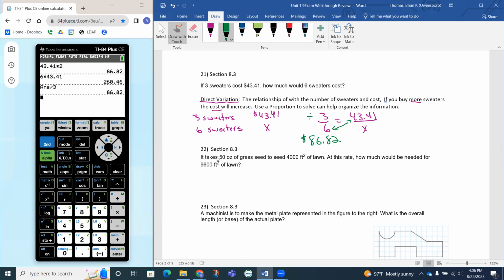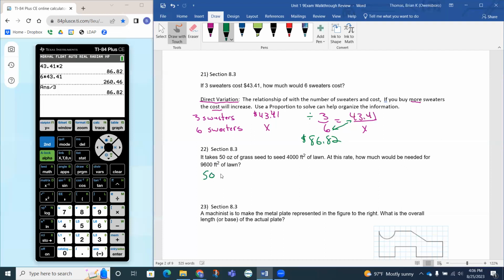If I look at question 22, this also comes from section 8.3. If it takes 50 ounces of grass seed to seed 4,000 square feet of lawn, at this rate, how much would be needed for 9,600 square feet of lawn? So notice how, again, this is going to be direct variation because as you increase the square footage, you're going to have to increase how much seed you have as well.